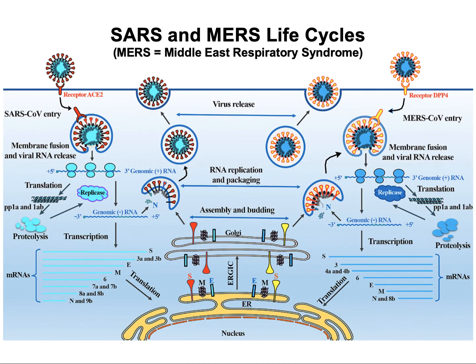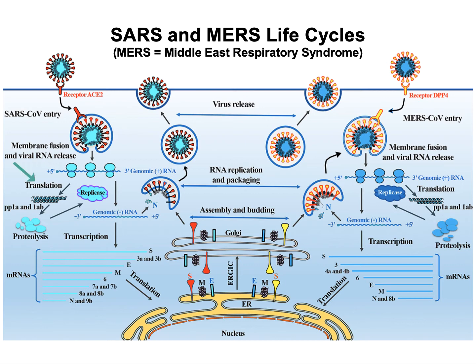Here are the life cycles of the SARS and MERS coronaviruses. They are related. SARS is the severe acute respiratory syndrome virus, and MERS is the Middle East respiratory syndrome. So SARS, I'll just talk about that mainly, attaches to the ACE2 receptors, which are angiotensin enzyme receptors. And it's enveloped by a membrane of the host cell, the host human cell.